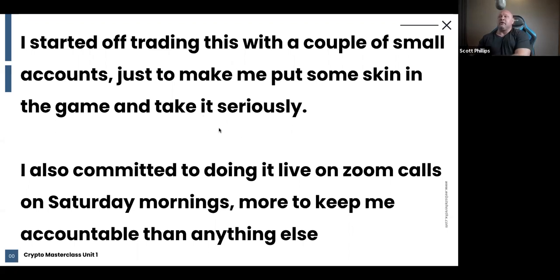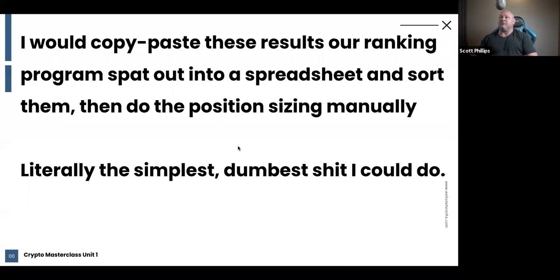So I started off trading a couple of small accounts, and really the purpose was only just to make me put some skin in the game and just make me not mess around. You know, if I've got real money in it, I have to take it seriously. My spreadsheets have to be up to date, blah, blah, blah. And I committed to doing it live on Zoom calls on Saturday mornings, and a bunch of people turned up every week and traded along, and more just to keep me accountable than anything else.